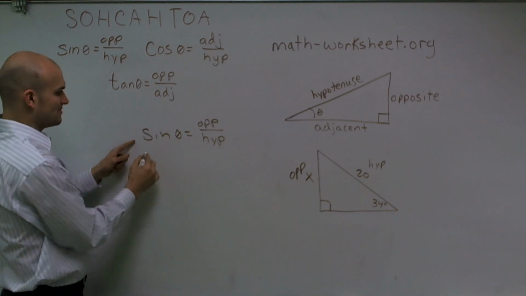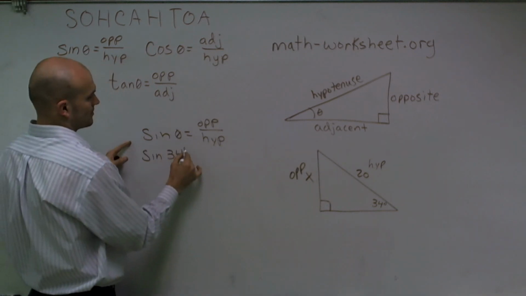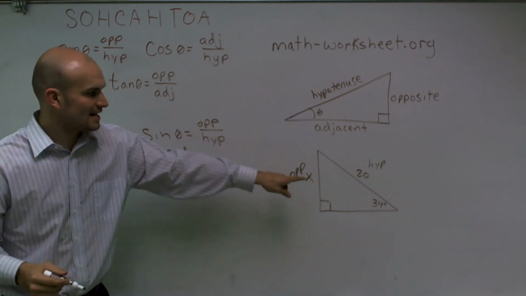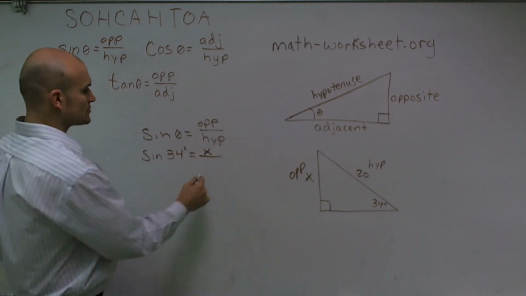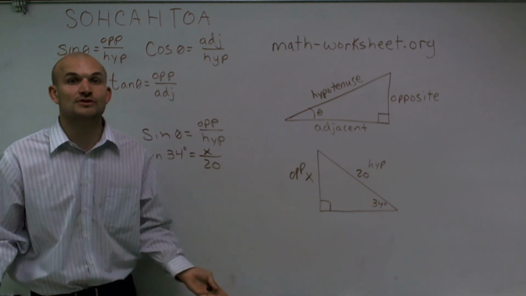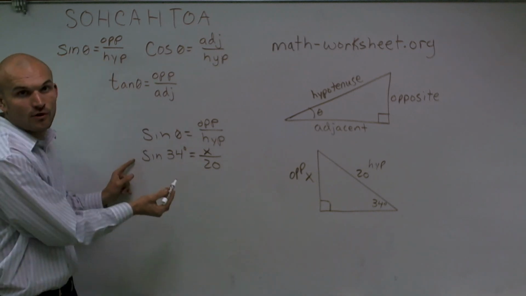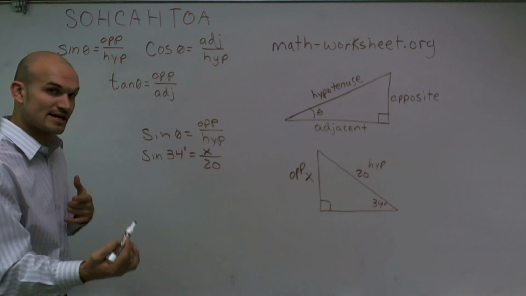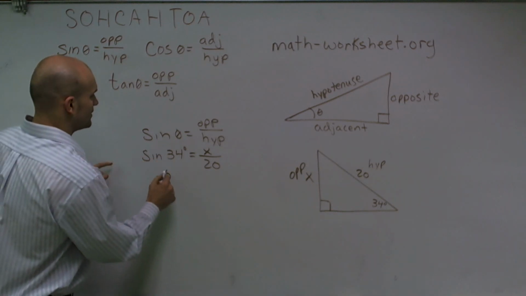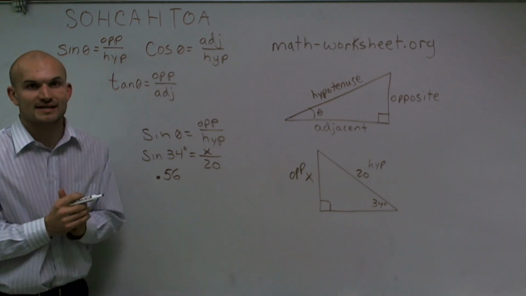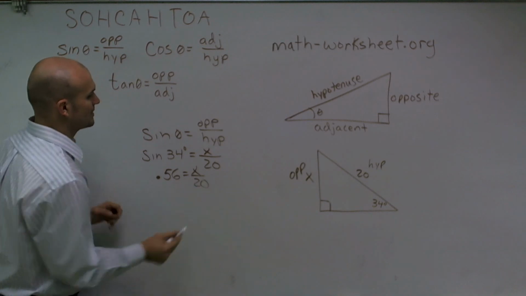So now I know what my theta is. In my triangle, theta is 34 degrees. My opposite side, I do not know, so that's going to be x, over my hypotenuse, which is 20. Now, I'm going to want to use a table or a scientific calculator to evaluate sine of 34. When I plug that in, or check my table, I notice that sine of 34, when rounded, equals 0.56. So I'll have 0.56 is equal to x over 20.